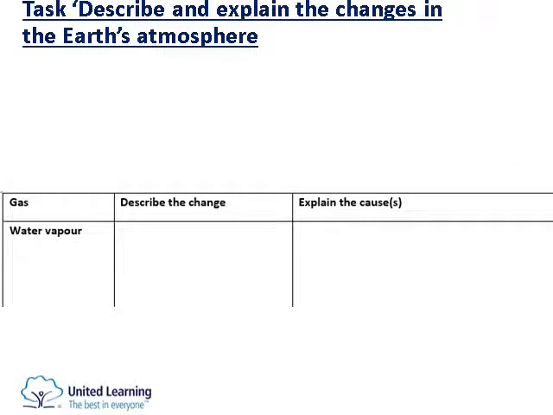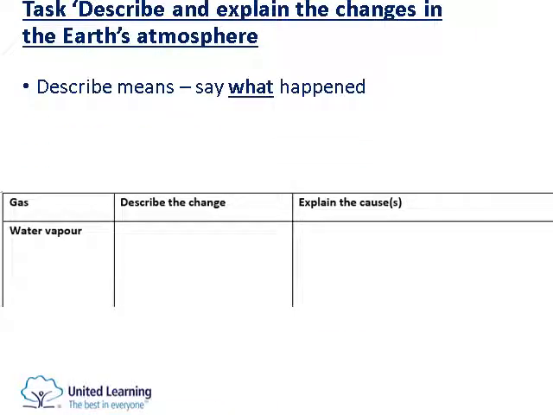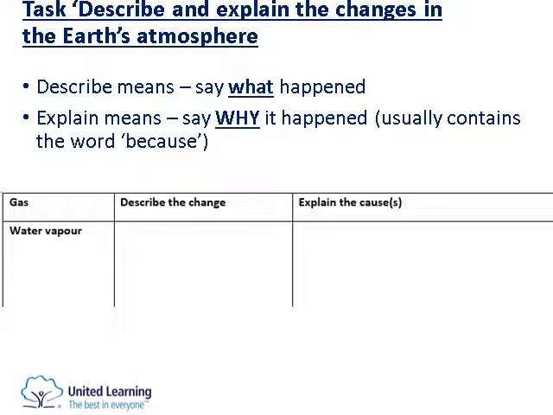So in terms of describing and explaining the changes in the Earth's atmosphere, describe, you say what's happened, so it's a what question. And then explaining is a why question, so you need to say why did that happen? So you always need to use the word because. So the levels of water vapour decreased, so that's my what happened, it decreased. And then I need to explain why. So water vapour levels decreased because the Earth's atmosphere cooled and it condensed to be water.